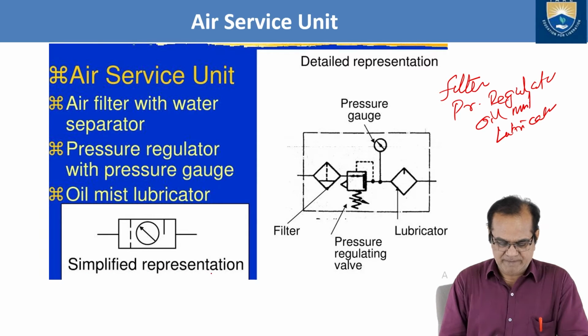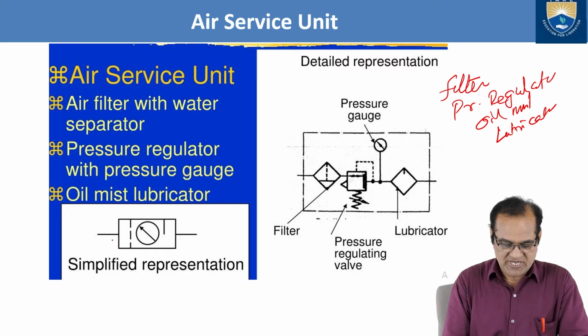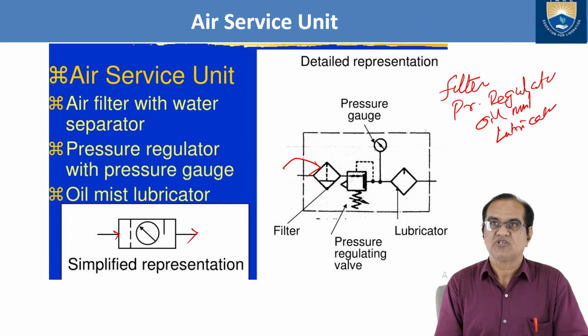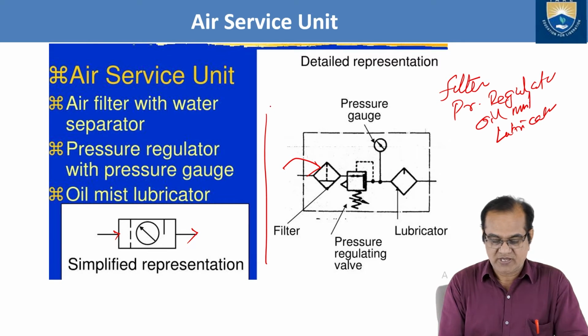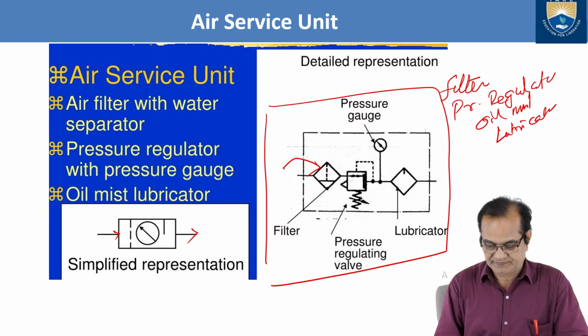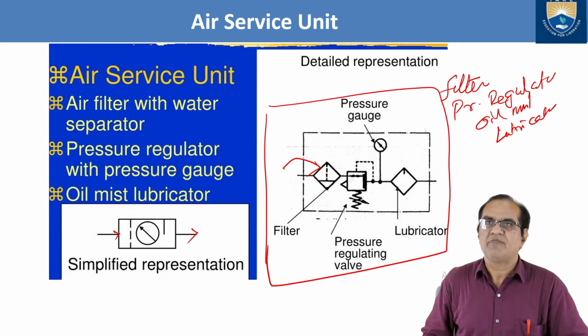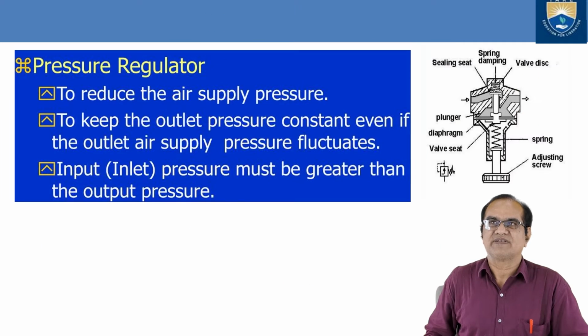It is a simplified representation here. It is in, and here is out. In the detailed representation, this is the filter, then this is the pressure regulating valve, this is the lubricator, and here is the pressure gauge. So this full system is called the air service unit. It is a very important part of any pneumatic system.